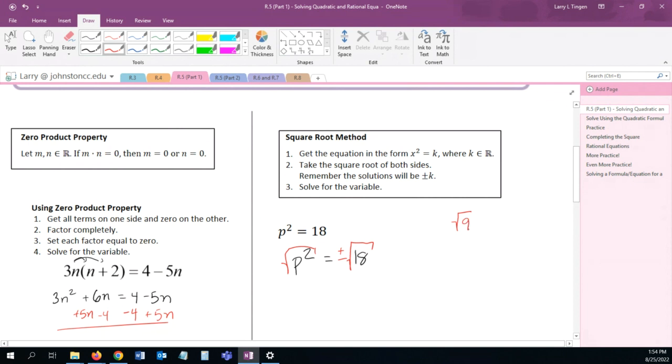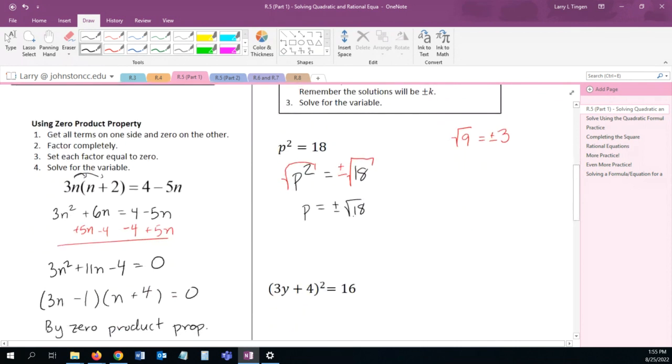Just come over here to the side and think for a second. The square root of 9, that's not just 3, is it? 3 times 3 is 9, but -3 times -3 is also 9. So if I take the square root of a real number, I have to consider both the positive and the negative answers. Remember, the solutions will be positive and negative k. So I now have my variable p is equal to positive and negative square root of 18.